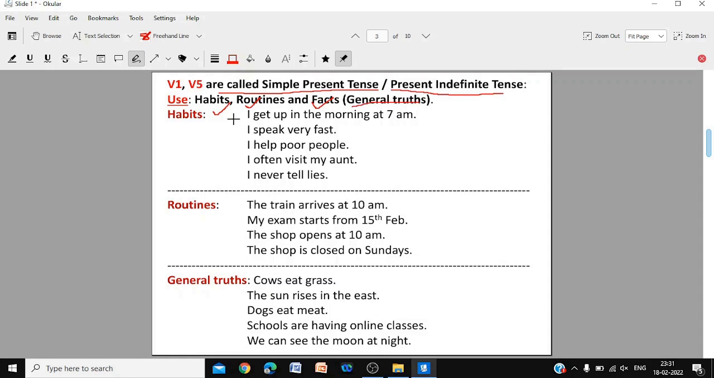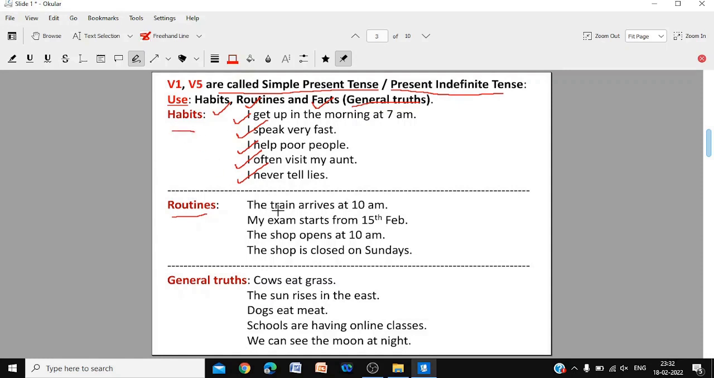I get up in the morning at 7 a.m. That's my habit. I speak very fast. A habit. I help poor people. A noble habit. I often visit my aunt. I never tell lies. One of the best habits. These are your personal habits. Now these are routines, which we call official.